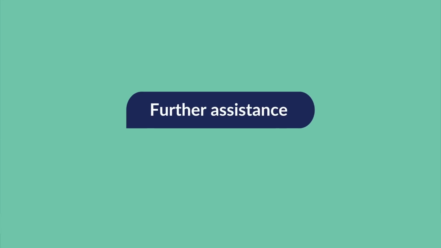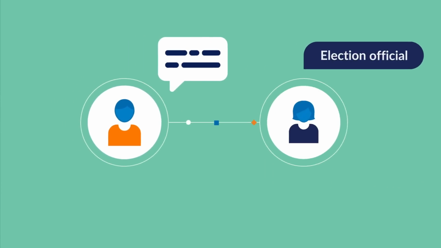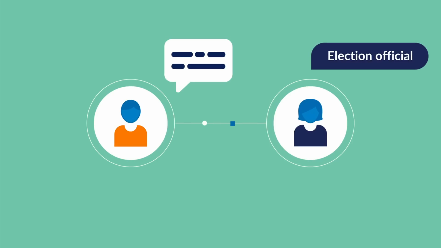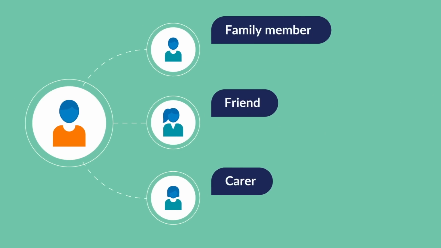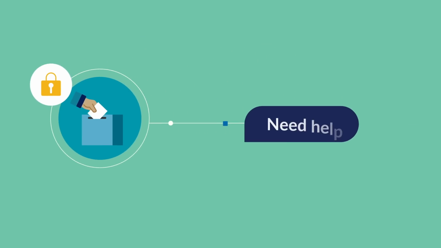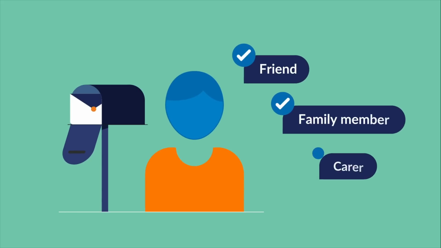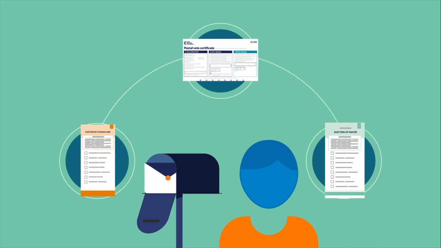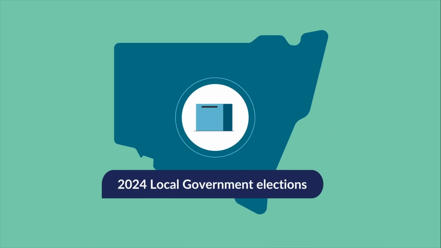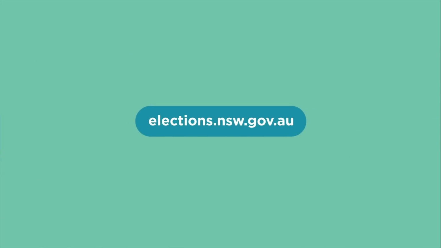Further assistance. If you need further assistance completing your ballot papers, you can ask an election official if you are voting in person at a polling place, or take a friend, family member or carer with you. Your vote is secret, but if you need help, it's okay to take someone to the voting screen with you. Similarly, you can ask a friend, family member or carer for help if you are completing a postal vote ballot paper and postal vote certificate. For more information about the 2024 local government elections, visit elections.nsw.gov.au.